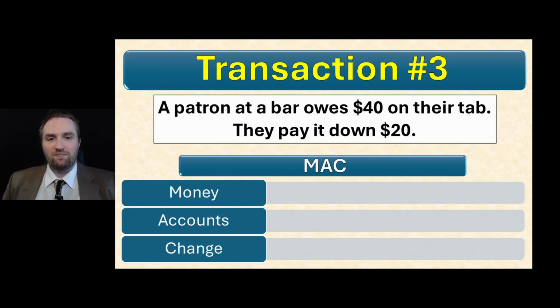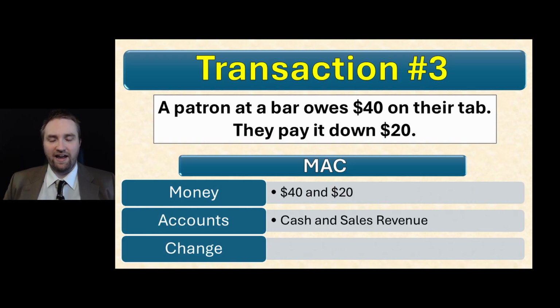Transaction number 3. A patron at a bar owes $40 on their tab. They pay it down $20. MAC. Money, $40 and $20. Accounts, cash and sales revenue. Change, debit cash $20 and credit sales revenue $20.